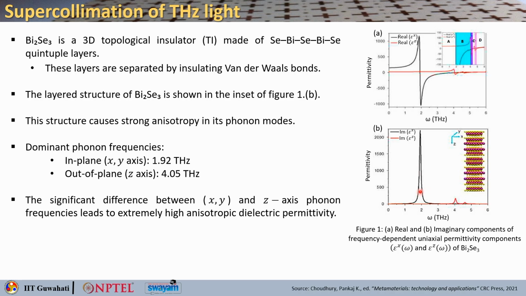It is also showing that the x and y components are equal, and the z component is different. So it is basically a uniaxial material, and these are all plotted for bismuth selenide. What you can see is the significant difference between the xy component and the z component of the phonon frequency, which leads to extremely high anisotropic dielectric permittivities.